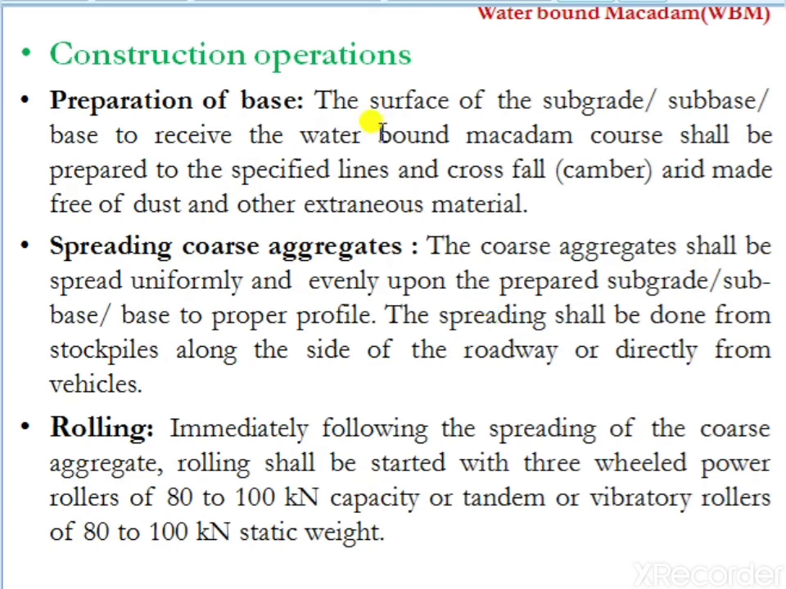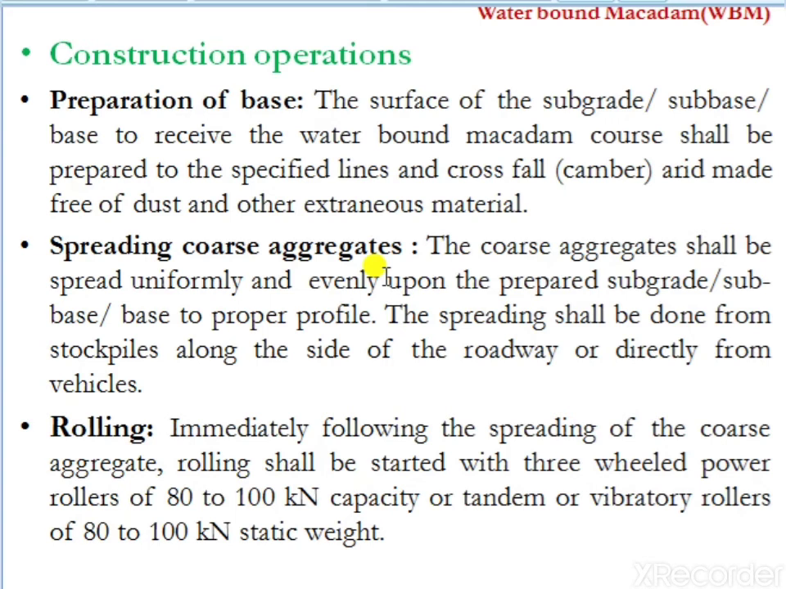Now let us come to the construction operation. So how is the pavement constructed? What is the procedure involved in the construction of waterbound macadam pavement? So firstly, preparation of base. The surface of subgrade, subbase or base to receive the waterbound macadam course shall be prepared to specified lines and cross falls, and made free of dust and other extraneous materials.